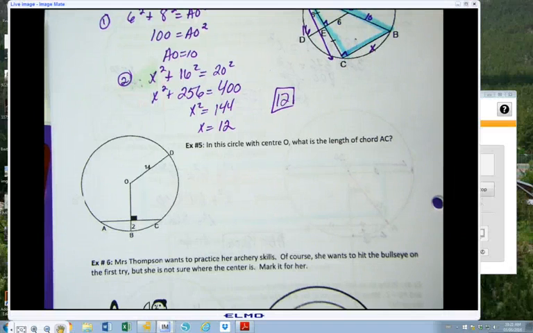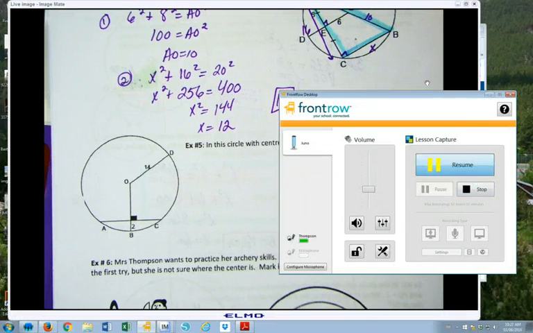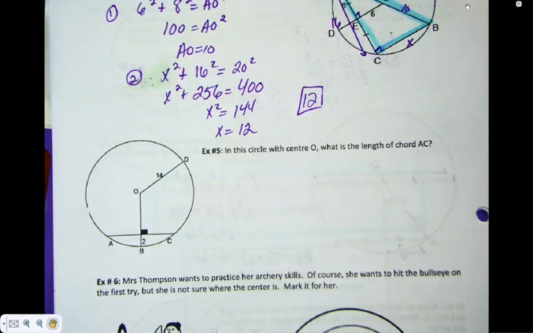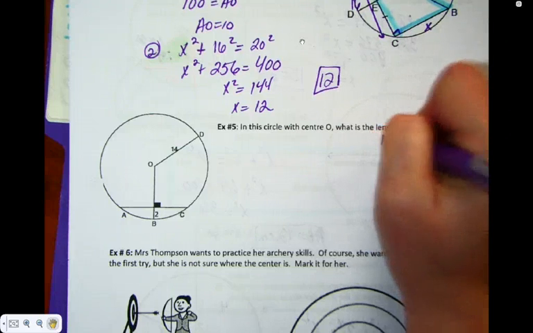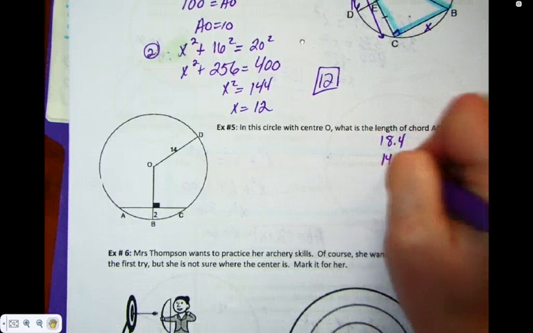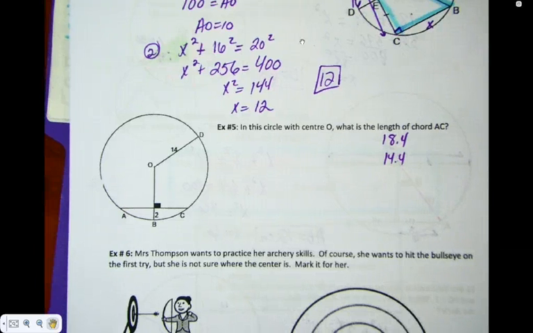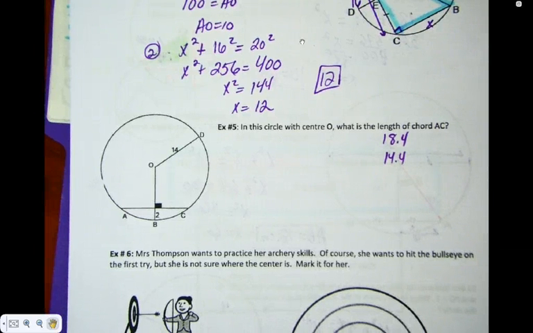Number 5 with a partner. Okay. Tell me your thoughts. 18.4. That's just my thought. It's 14.4, dude. You gotta first go x squared plus 12 squared equals 14 squared. Ooh, where's that coming from? O to D is the radius, which is 14.